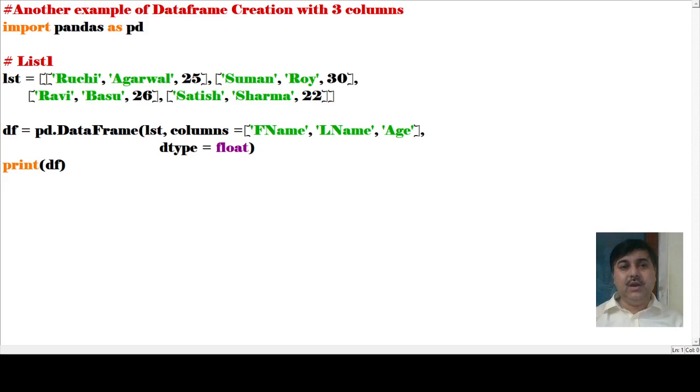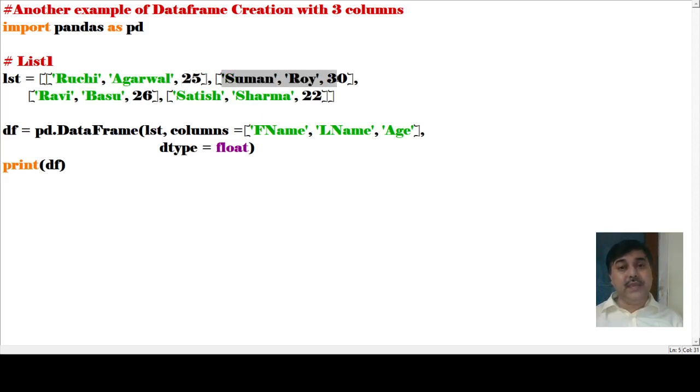Now you see here that we are creating a data frame. What we have done: import pandas as pd. When we are importing pandas as pd, here I have given the name lst for the list, and I have given some values. You can see the values have been given here. How have we given these values? First Ruchi, then the title, Agarwal as the last name, then we have given the value.